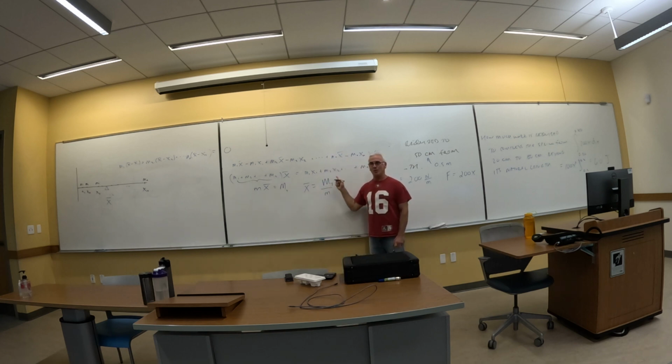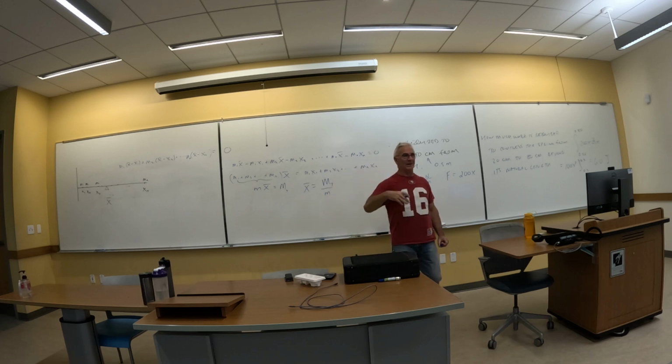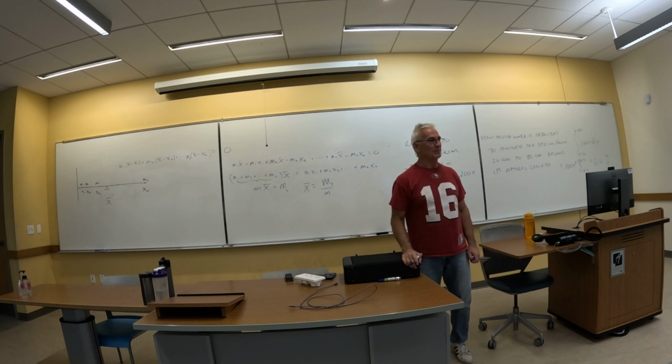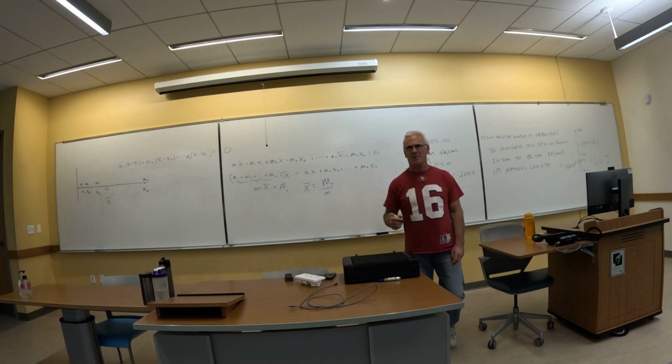X bar is simply the total moment divided by the total mass. It's actually that easy. And when we go into the calculus, it's going to be the same thing. It's actually going to be pretty simple. Isn't that cool? That's not a complicated formula.